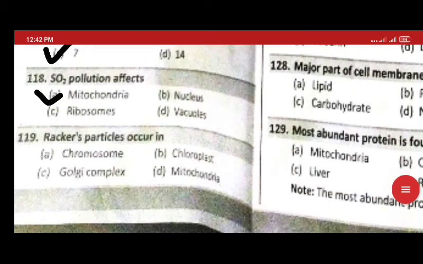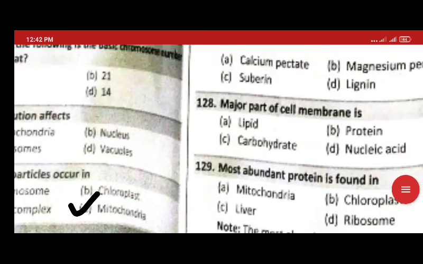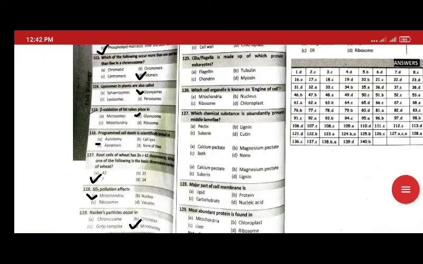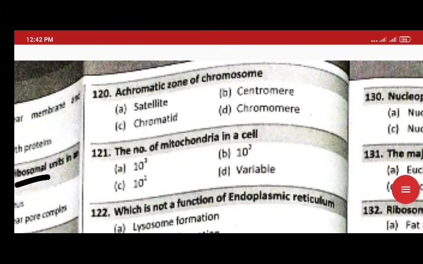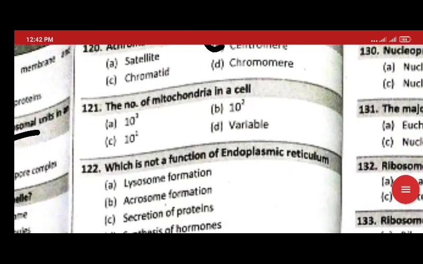Now 119, rackets particles occur in what? Mainly in mitochondria. Now we have another question, 120. The achromatic zone of chromosomes. The achromatic zone of chromosomes is the centromere, that is not chromatid.